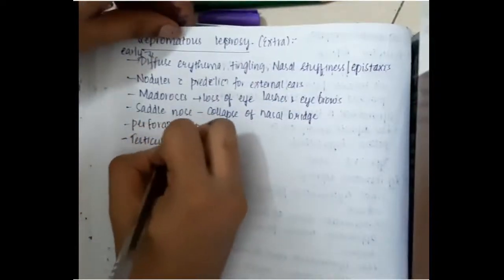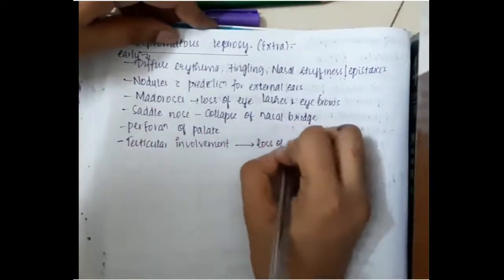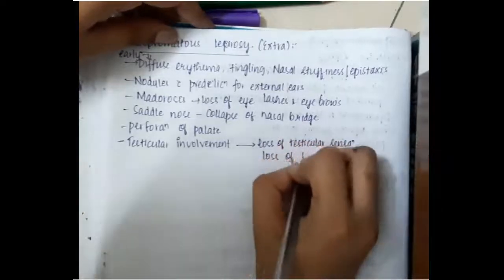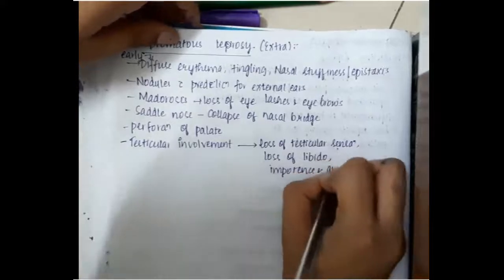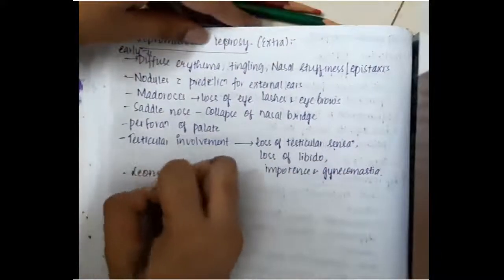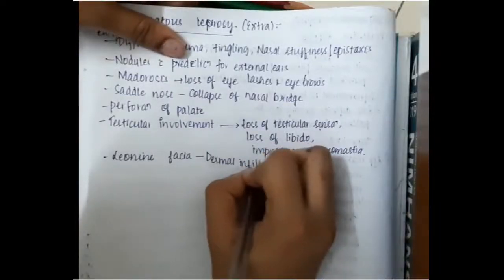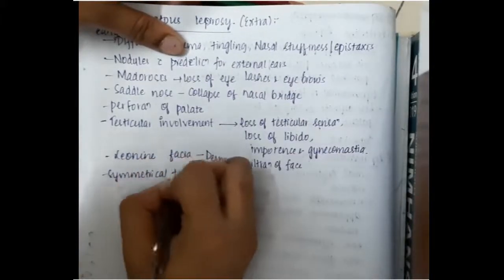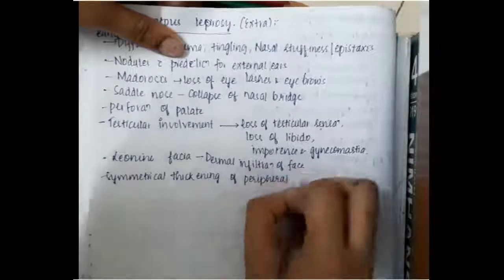Then there is testicular involvement. In testicular involvement there will be loss of testicular sensation, loss of libido, and impotence and gynecomastia are seen in patients with lepromatous leprosy. There are leonine facies. What are leonine facies? It is dermal infiltration of the face, and symmetrical thickening of the peripheral nerves is also seen.